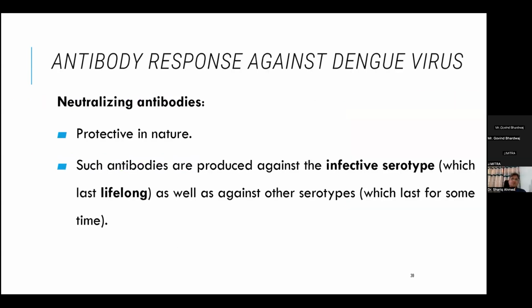So we should know about the antibody response of our body towards this. There are two types of antibodies produced. One is the neutralizing antibody and one is the non-neutralizing antibody. Suppose we get infected by the DEN1 virus. Neutralizing antibodies are formed against the DEN1 virus, and this will be protective for a long time. They may last lifelong also.